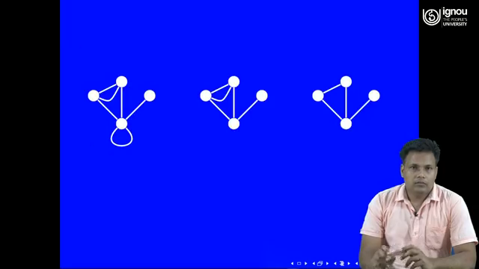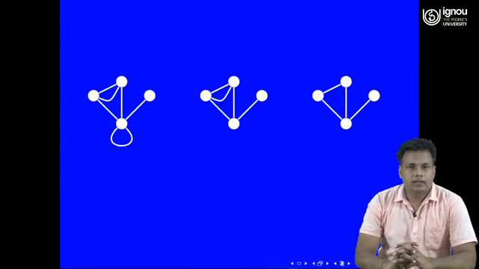So now, for example, there are 3 graphs here. In the leftmost graph, you can see that there are loops as well as parallel edges. In the middle graph, you can see that there is no loop, but there are some parallel edges. On the rightmost graph, you can see that there is no loop and no parallel edges. So this graph is a simple graph.